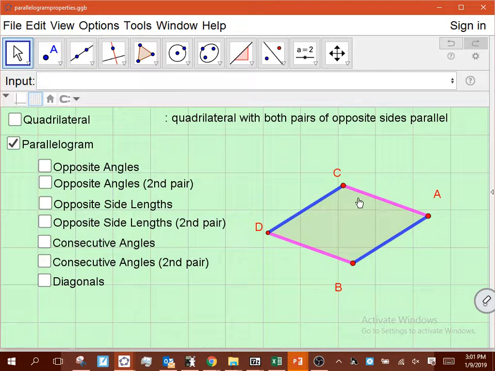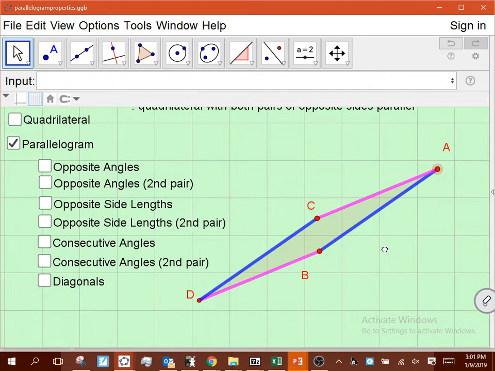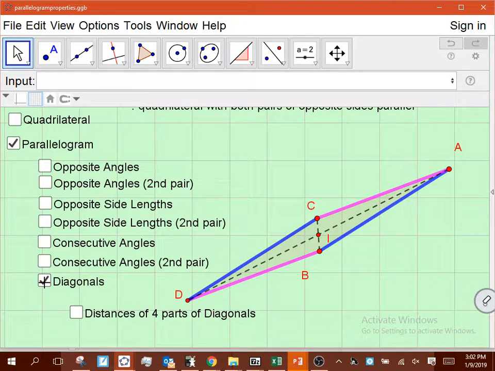All right. This is the last one. The next theorem has to do with diagonals. Now I'm going to make my parallelogram very shallow or skinny. Because my question is, when I look at those diagonals right there, those black dotted lines, are they congruent? Those dotted lines are congruent?